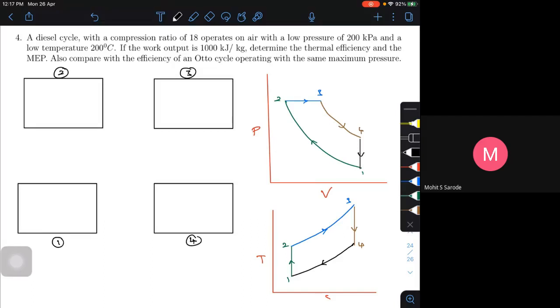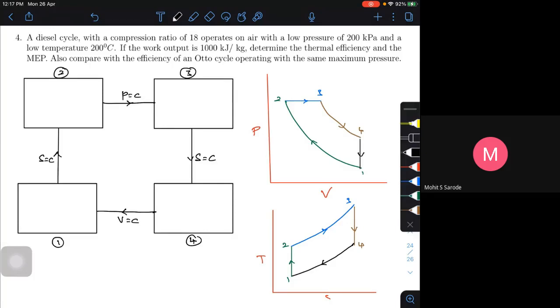So 1 to 2 is isentropic compression, so S is equal to constant. Then 2 to 3 is constant pressure heat addition, so P is equal to constant. Then 3 to 4 is isentropic expansion. Then 4 to 1 is constant volume heat rejection process.